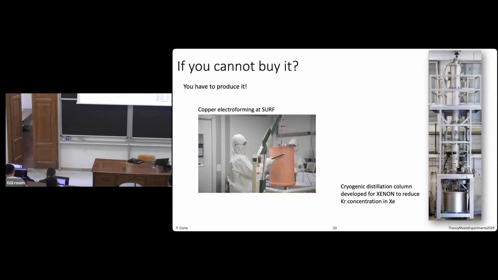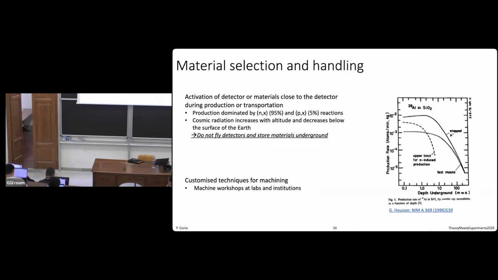And this is another new concept, that is electroforming copper underground, because copper is sensitive to activation, so cosmic ray activation. If you have copper exposed to above ground production, this induces, for example, cobalt isotopes that can have gamma and beta decays that can produce background in your detectors.